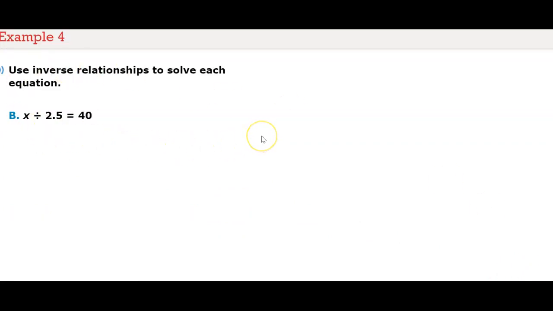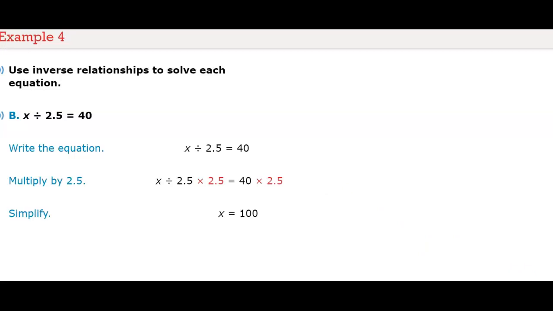Part B. X divided by 2 and 5/10 equals 40. Write the equation. X divided by 2 and 5/10 times 2 and 5/10 equals 40 times 2 and 5/10. You multiply instead of dividing on each side because that's the inverse of division. And you get x by itself on this side, and then 40 times 2 and 5/10 is equal to 100.